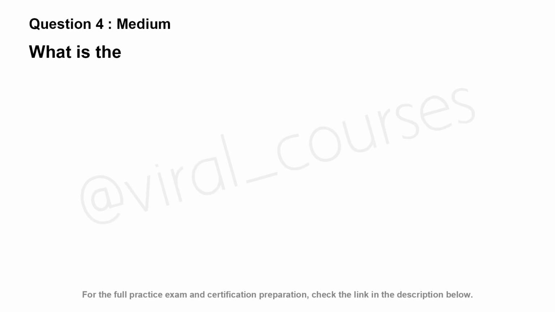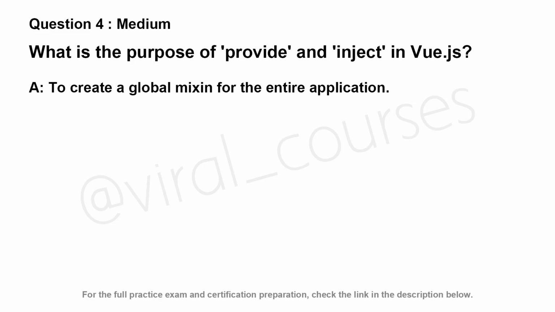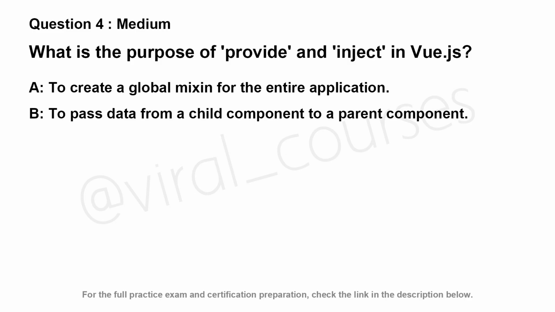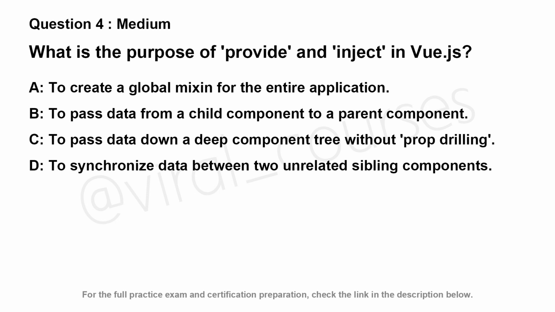What is the purpose of provide and inject in Vue JS? Option A. To create a global mixin for the entire application. Option B. To pass data from a child component to a parent component. Option C. To pass data down a deep component tree without prop drilling. Option D. To synchronize data between two unrelated sibling components.